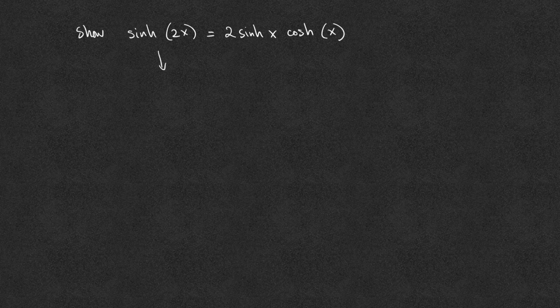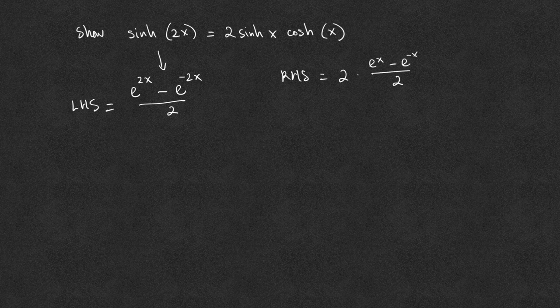By definition, hyperbolic sine of 2x is e to the 2x minus e to the minus 2x over 2. And this is the left-hand side. The right-hand side is 2 times hyperbolic sine of x, which is defined to be e to the x minus e to the negative x over 2. The input is only x this time. Hyperbolic cosine of x is e to the x plus e to the negative x over 2. And we want to show that the left-hand side equals the right-hand side.